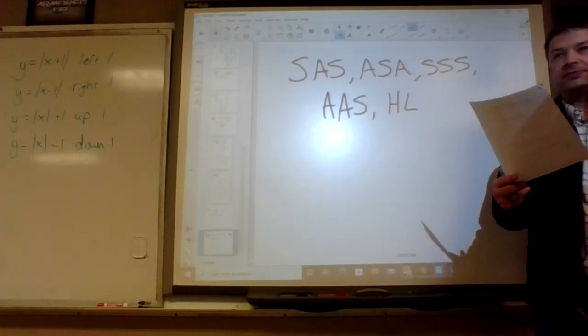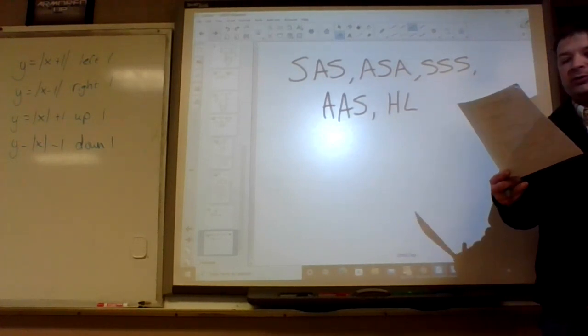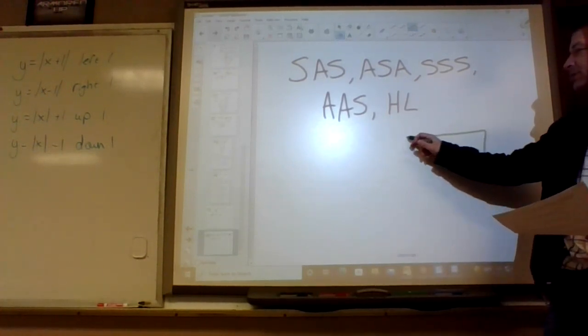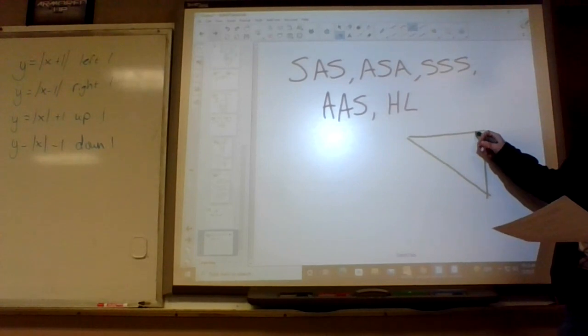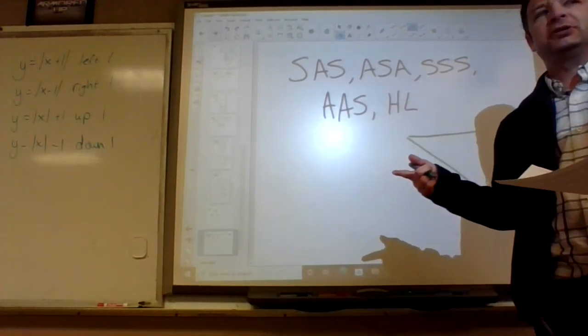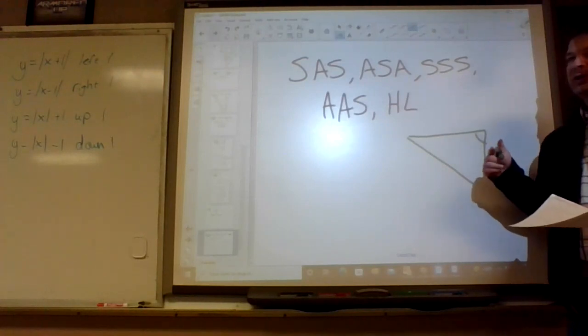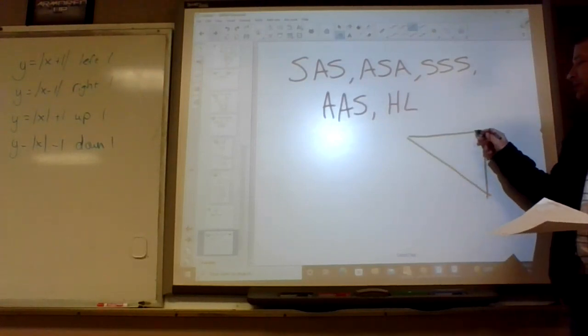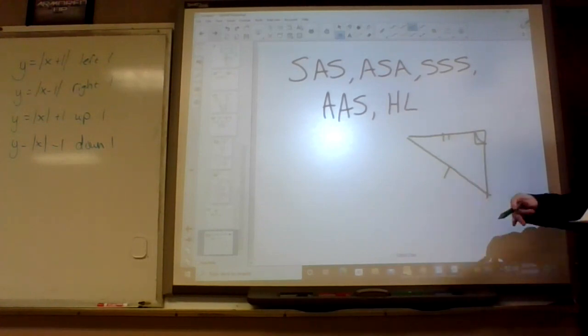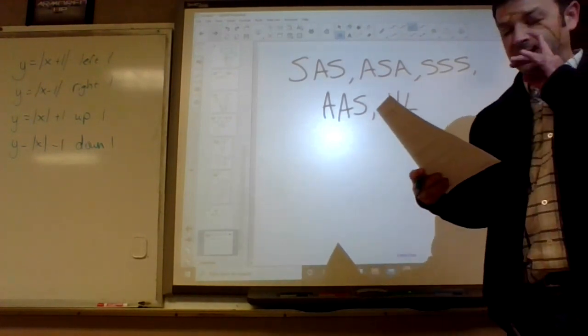C. HL? Okay. Do we know? Yeah. HL only works on right triangles. That looks like a right angle, but they don't tell us it's a right angle. So, yeah, if it was a right triangle, it would be hypotenuse leg. That would be a hypotenuse leg. But it's none. It is none.